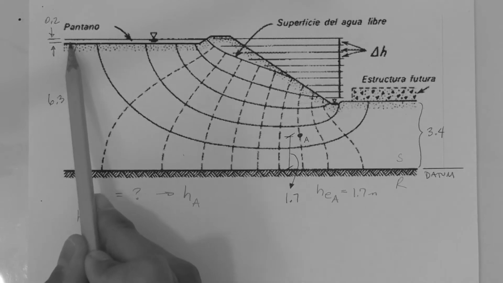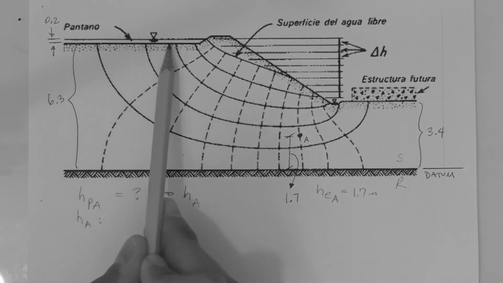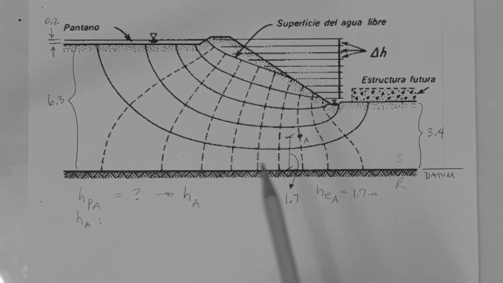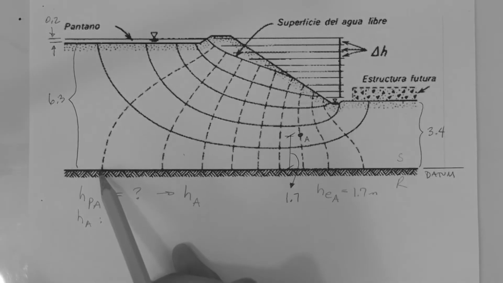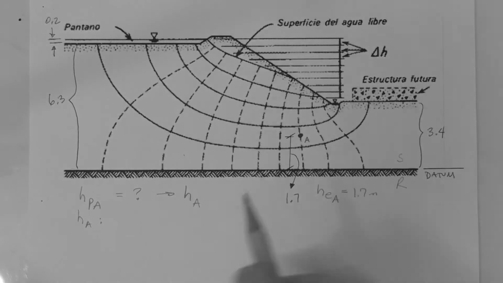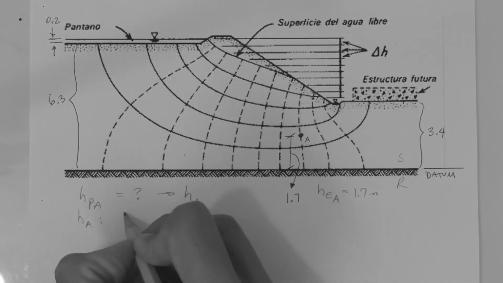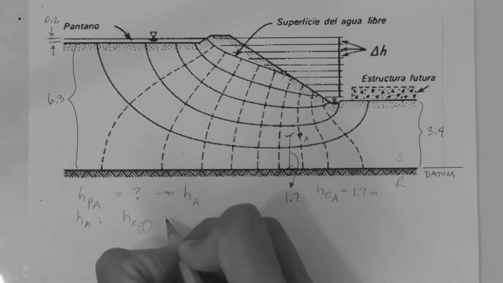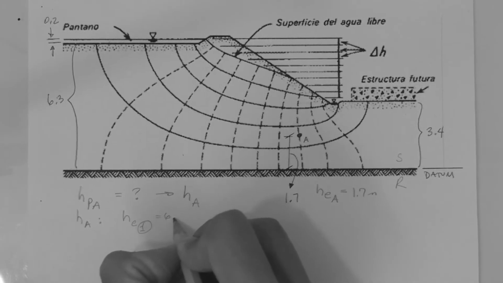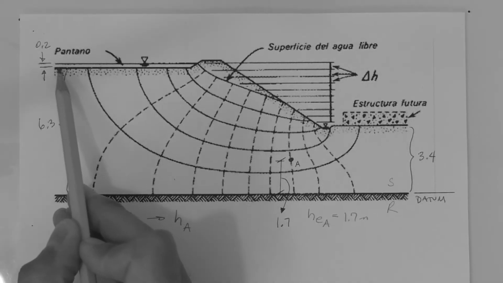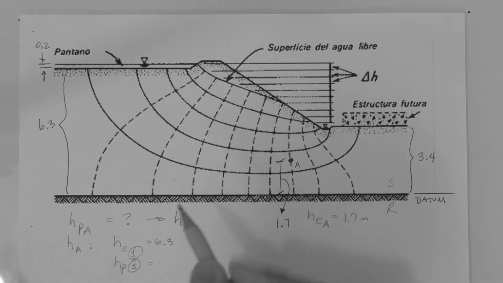It's the beginning of the flow net, right? Which is this line right here. The ground surface on the upstream side in this case. So what is the total head there? Well, the elevation head is the distance from the datum to it, which is 6.3 meters. So the elevation head at the first equipotential line is 6.3 meters. And the pressure head at the first equipotential line is 0.2 meters.